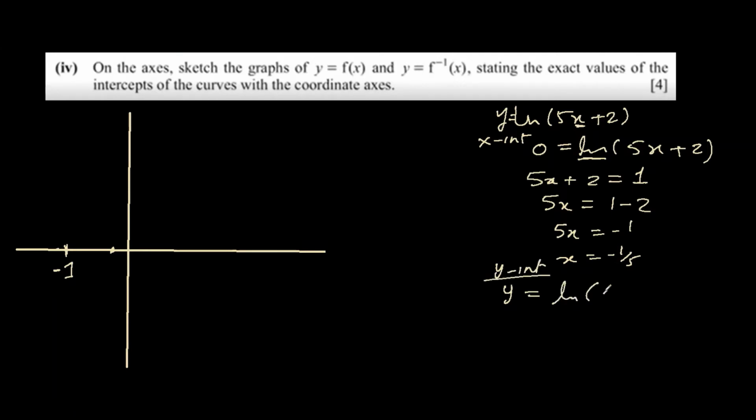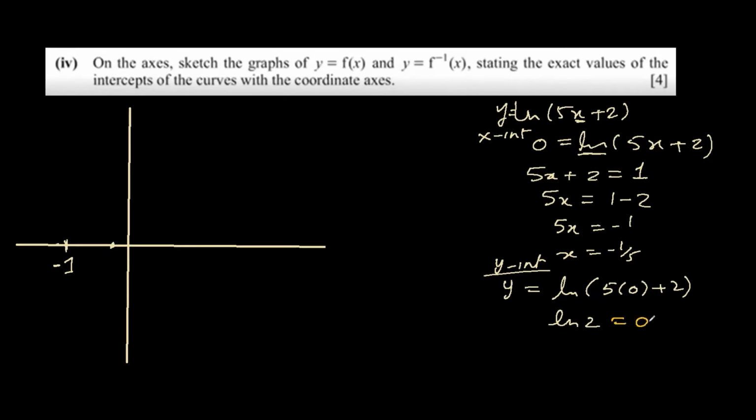ln(5 times 0 + 2), x is 0, so ln 2. It is 0.693. So if this is 1, 0.693 will be somewhere here, and now we will join these 2 points and continue them. We know the shape, how it will look like, but it won't go very far. It will be like this.